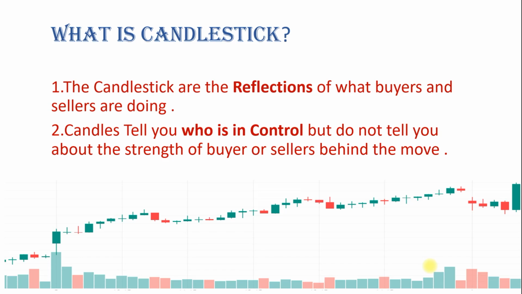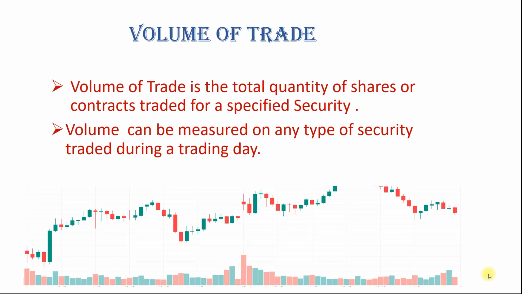So candles tell you who is in control but do not tell you about the strength of buyers or sellers behind the move. So candlesticks will only tell you that there are buyers. Okay, if there is a green candle, we will know that the buyers are doing the more quantity. That is, we will not know the volume. So in order to understand the strength, we need to look into the volume. Okay. What is called volume of trade? We can see that. Okay.